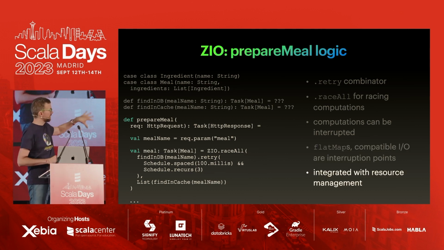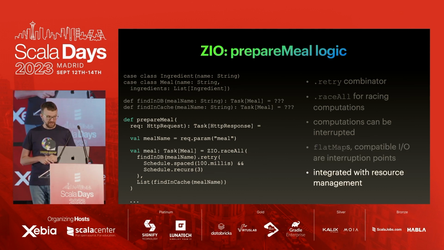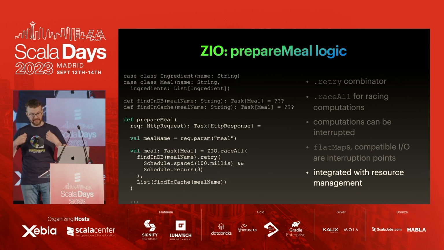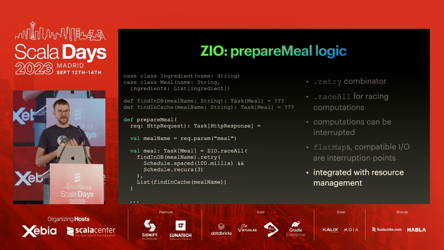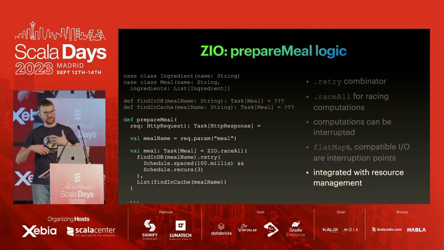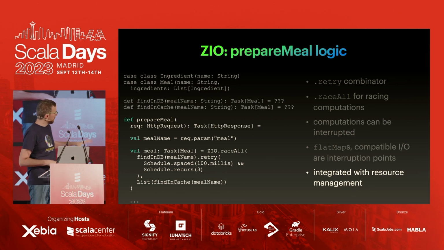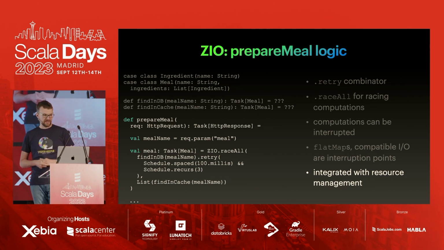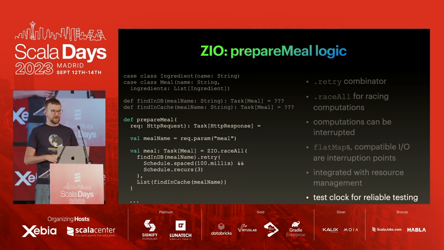And this is all integrated with resource management, meaning that there is a dedicated data type for resources, and it's actually very hard to use a resource in an incorrect, in an unsafe way. You can do it, but it's not the default way you would do it in Zio or in Cats Effect. These interruptions and all these combinators, they respect resource management.